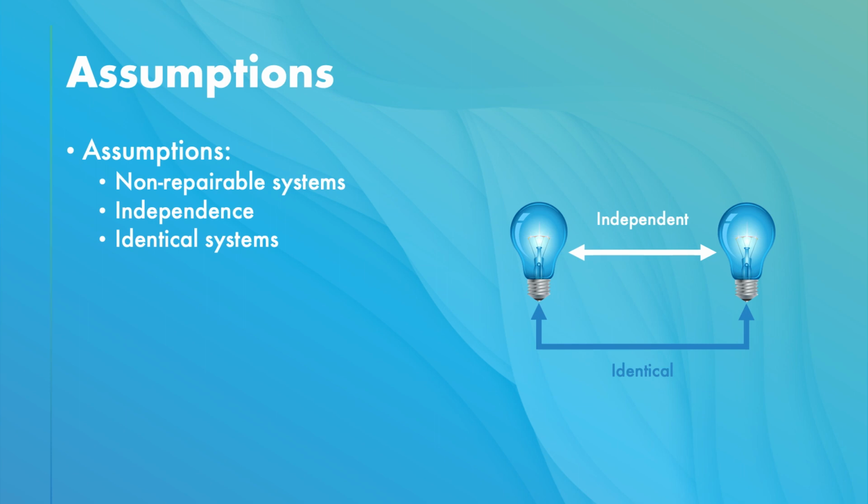The third assumption has to do with the systems being identical. I can only examine non-repairables properly if the systems are identical, because I'm going to monitor systems in the past and I'm going to use that information to extrapolate to the future. So if the systems of the future are different from the systems of the past, I cannot make that extrapolation. So I need this assumption. It's a very important assumption.